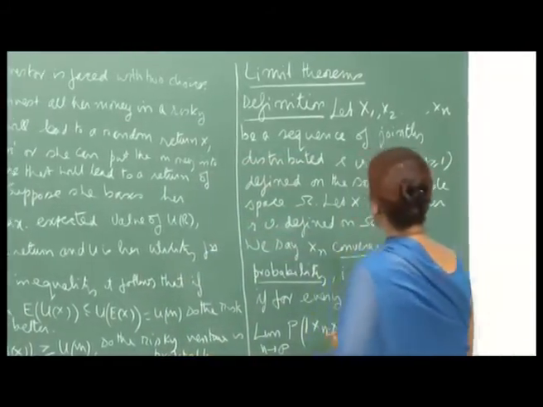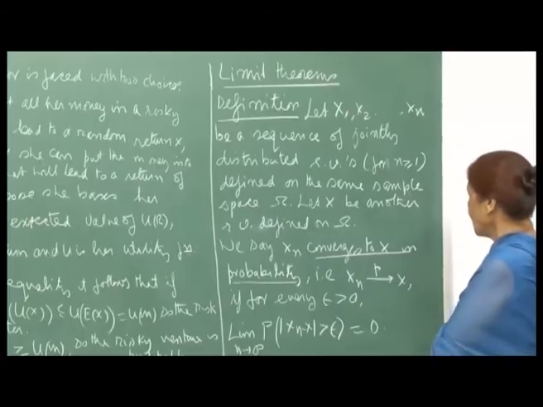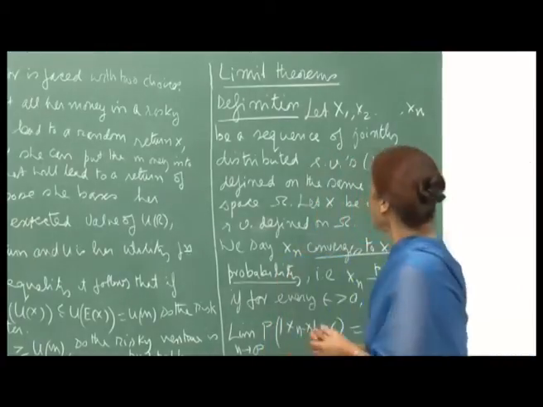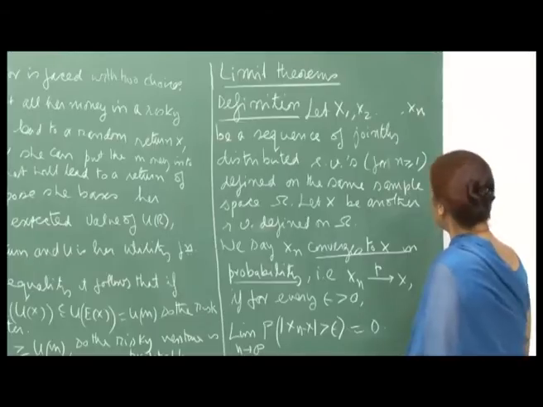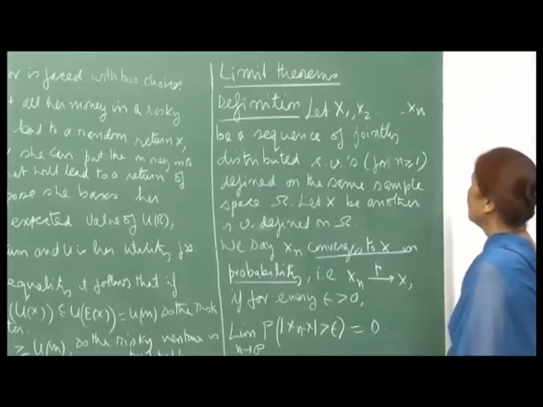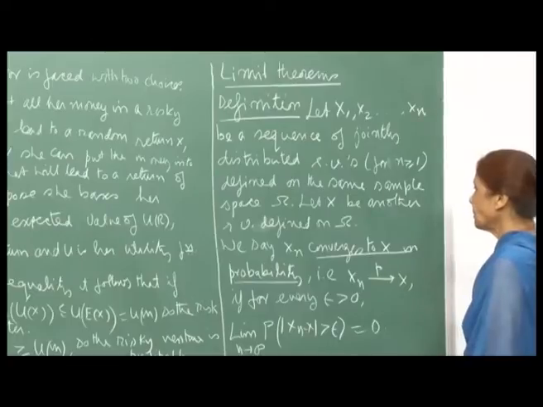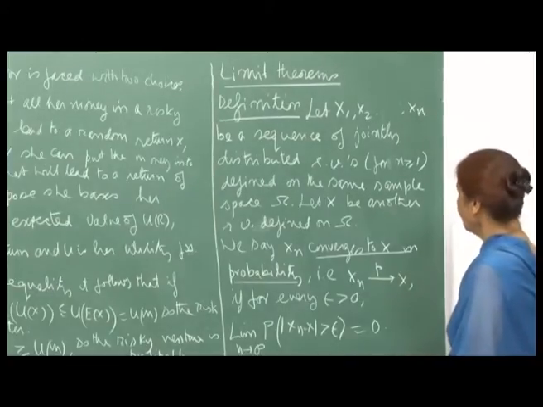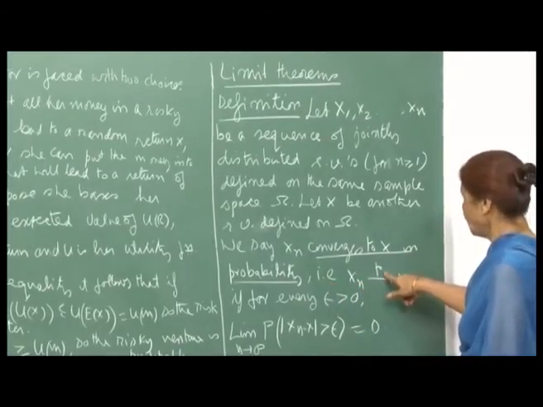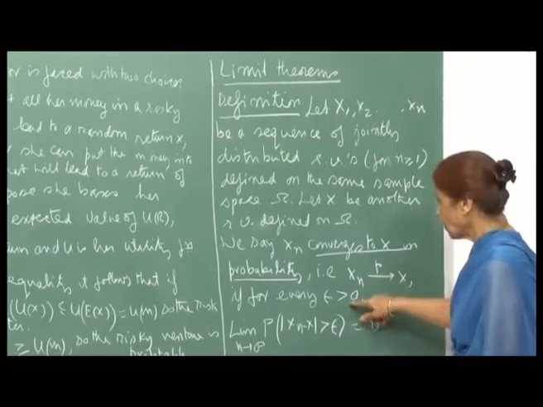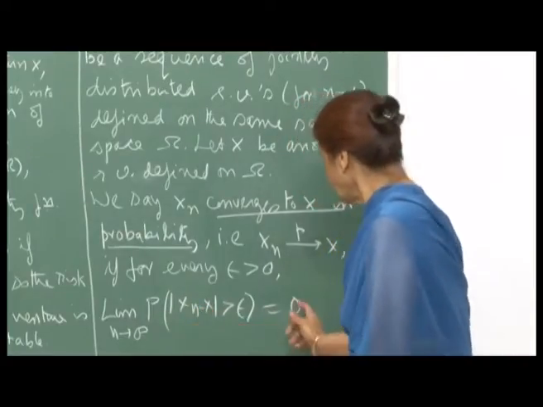The first definition that I want to make is the definition of a sequence of random variables converging in probability to another random variable. Here X1, X2, ..., Xn is a sequence of jointly distributed random variables for n greater than or equal to 1. That means you must have more than one defined on the same sample space omega, and let X be another random variable defined on omega. Then we say that Xn converges to X in probability if for every epsilon greater than 0, the limit of the probability that the absolute value of Xn minus X is greater than epsilon converges to 0.